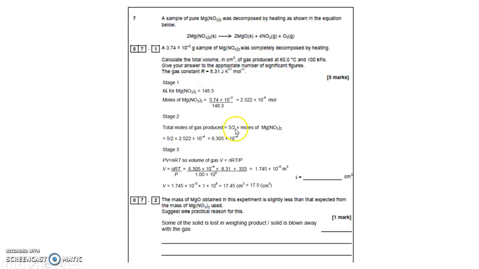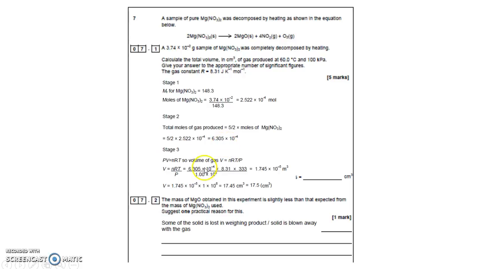So the total number of moles of gas is the total number of moles of magnesium nitrate multiplied by 2.5, and it comes out as 6.305 times 10 to the minus 4, 0.0006305 moles of gas. So I've got the number of moles of gas, I've got n in here. PV equals nRT, divide both sides by P, or take P onto the bottom across the equal sign. V equals nRT divided by P.